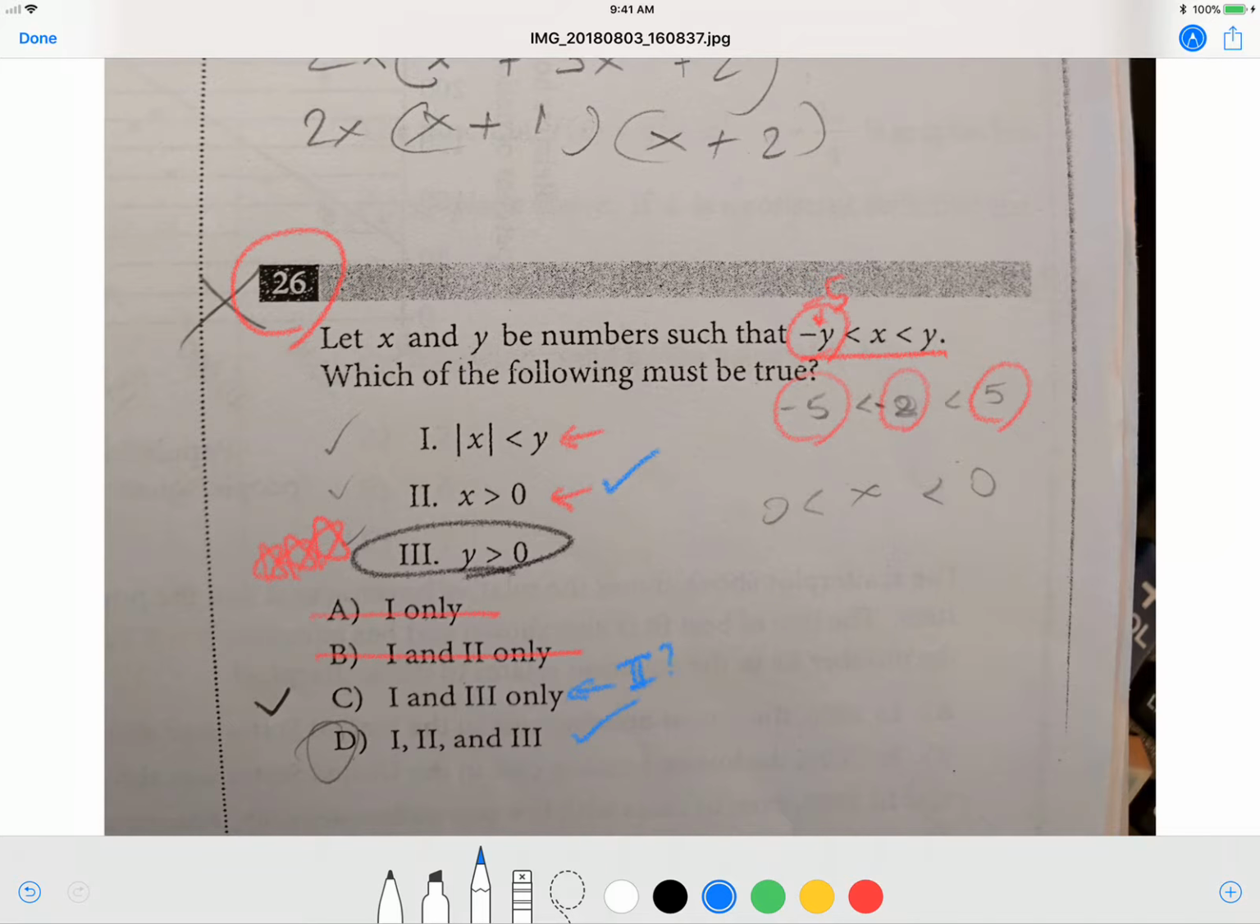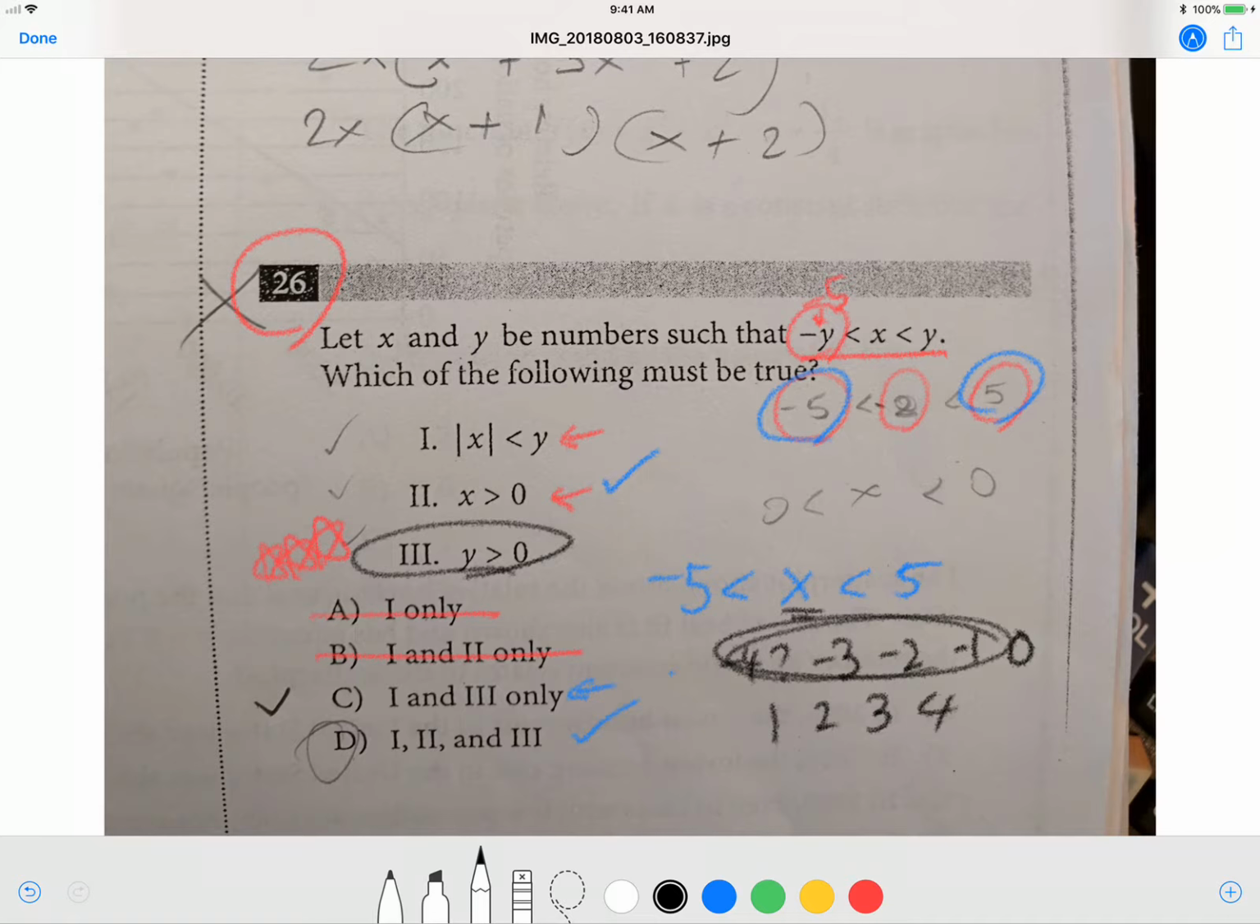Now, let's use the example that you had before. If you use, let's say, for example, 5, then x is anywhere between negative 5 and 5. So what are some numbers that fit in x? Negative 4, negative 3, negative 2, negative 1, 0, 1, 2, 3, and 4, right? Look at all these negative numbers that are potentially possible to be the value of x. And 2 is only saying that x has got to be bigger than 0, right? Which makes no sense because we just proved that x could be negative. So therefore, 2 cannot be included, so it's going to be answer choice C.